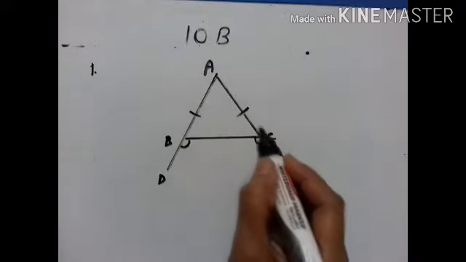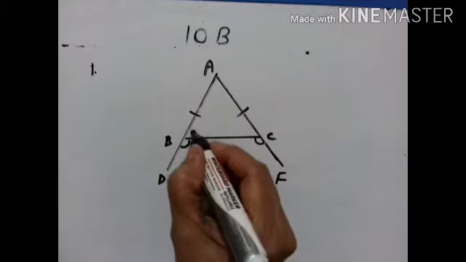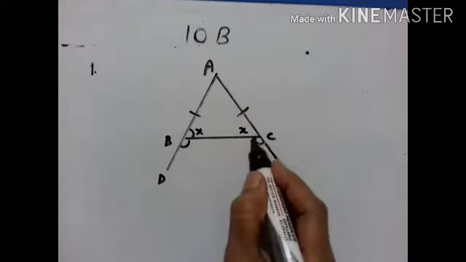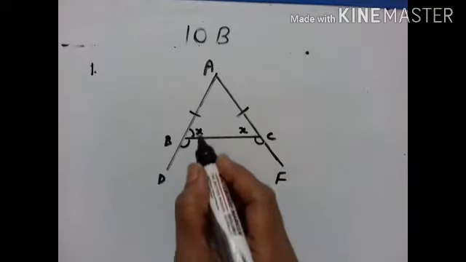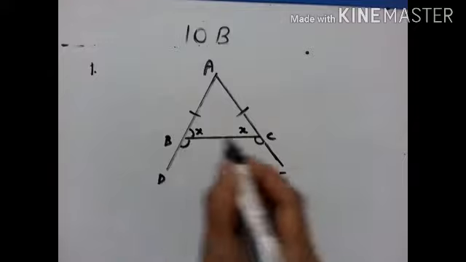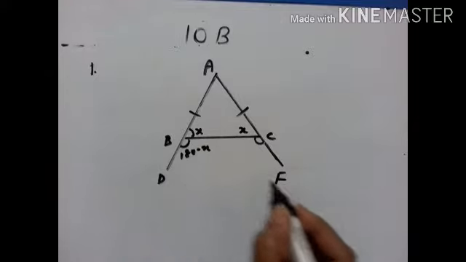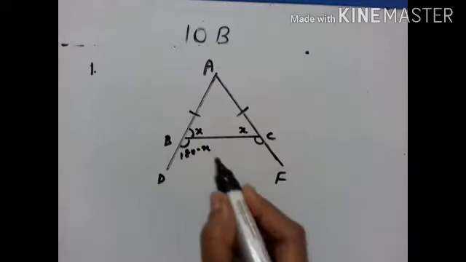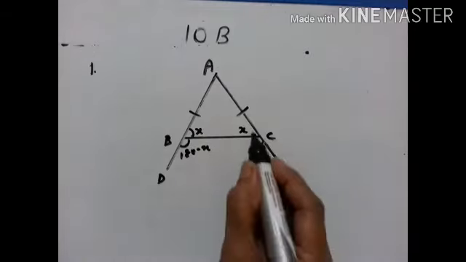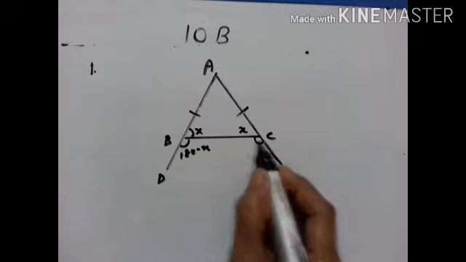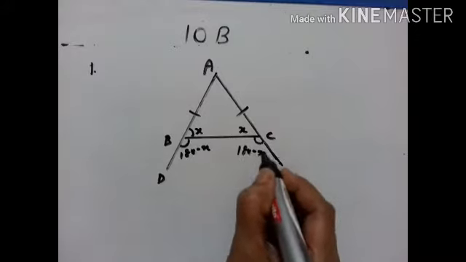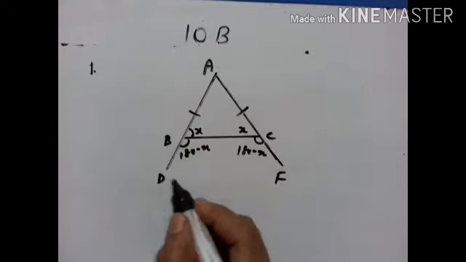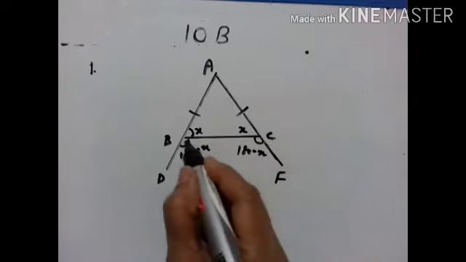Now since AB is equal to AC, the angles opposite equal sides are equal. Let them be X and X. Now angle ABC plus angle DBC is equal to 180, linear pair. Therefore angle DBC is equal to 180 minus X. Similarly angle ACB plus angle FCB is equal to 180. Same reason, linear pair. Therefore angle FCB is equal to 180 minus X. Since both these angles are 180 minus X each, angle DBC is equal to angle FCB.